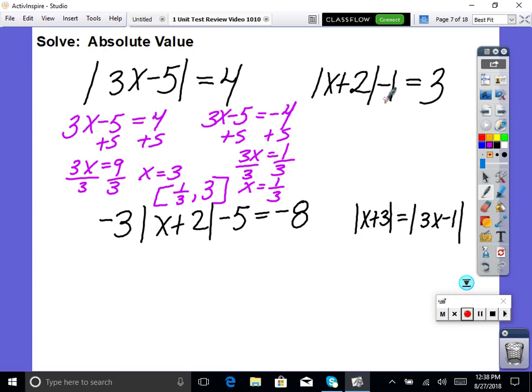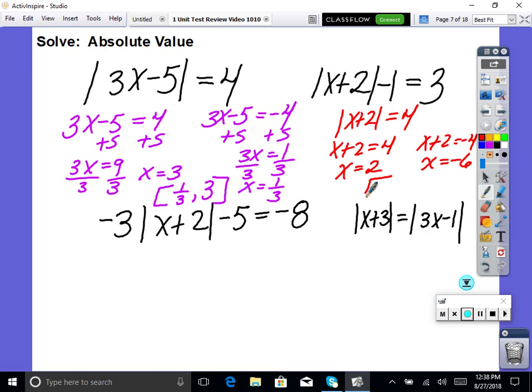Okay, so first you have to isolate the absolute value, so you would add 1. So then we have x plus 2 is equal to 4. We have a distance of 4, so you'll do x plus 2 equals positive 4, x plus 2 equals negative 4, and then solve in each case. Subtract 2, so x is equal to 2. Subtract 2, x is equal to negative 6. So our solution is from negative 6 up to 2.